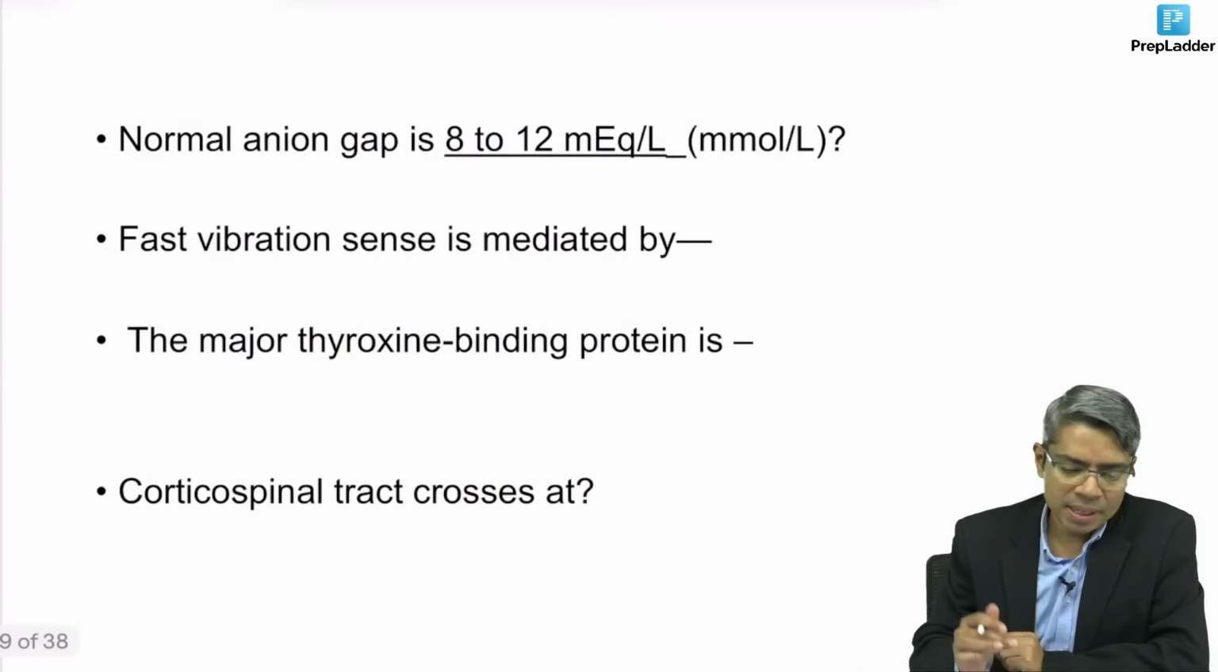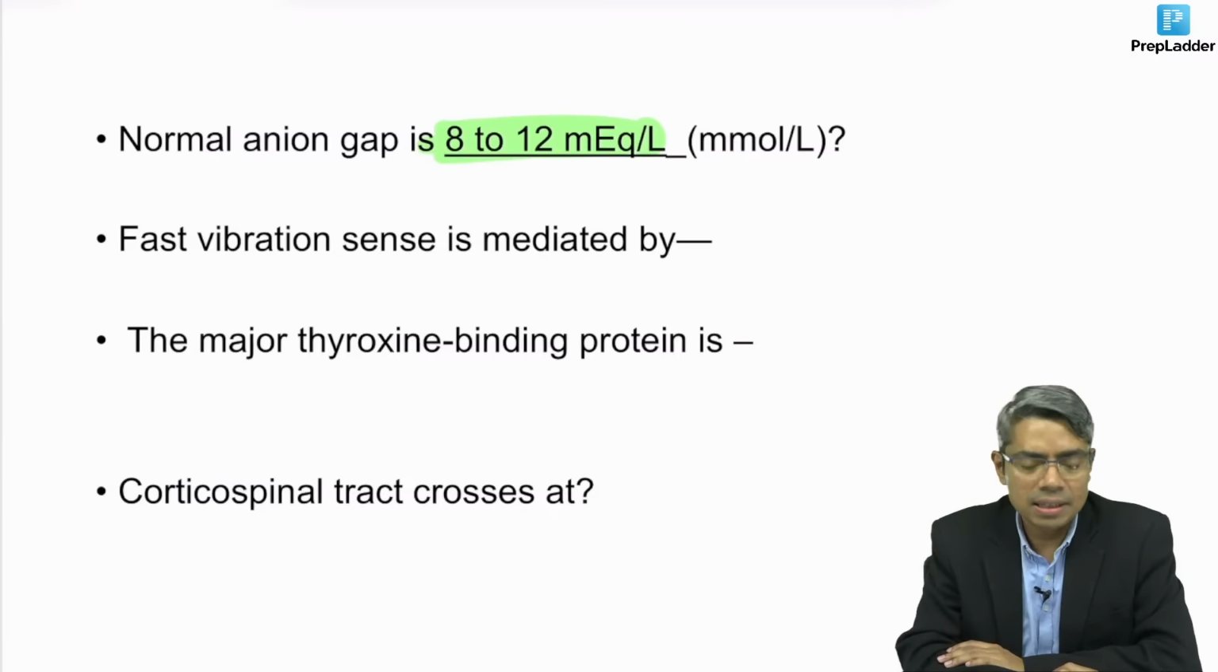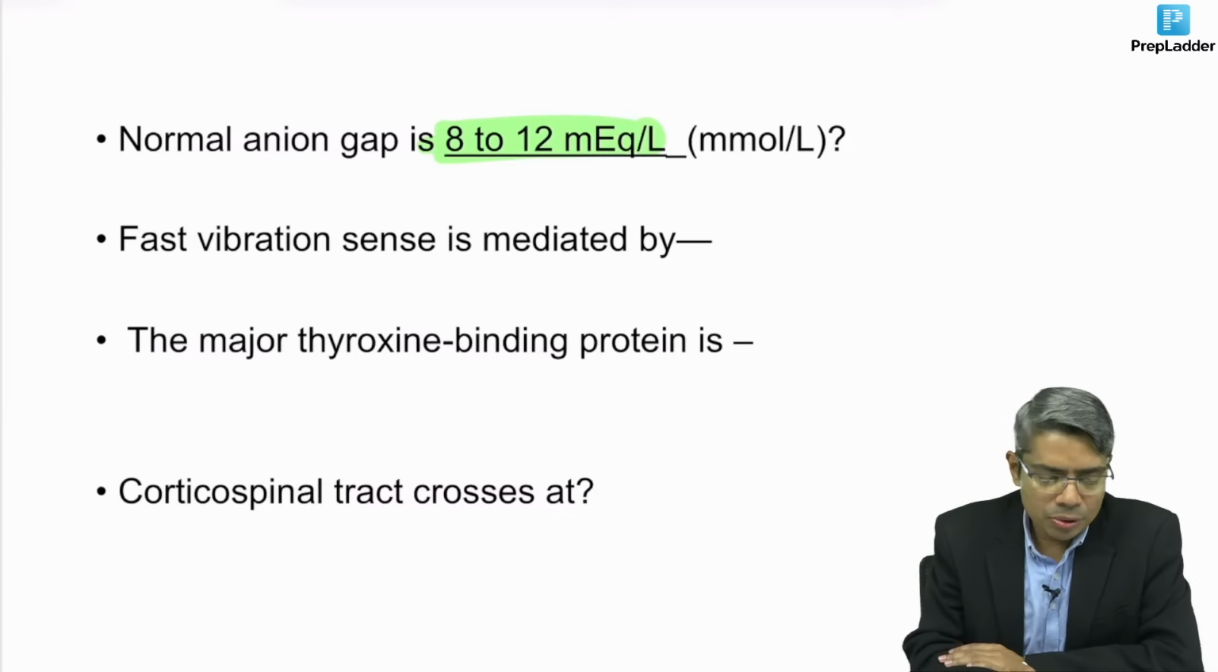okay, right. Next one, normal anion gap, I have already written the answer, 8 to 12, some of the books are saying 8 to 16 milliequivalent per liter, that is a normal anion gap. Next question, tell me the answer.